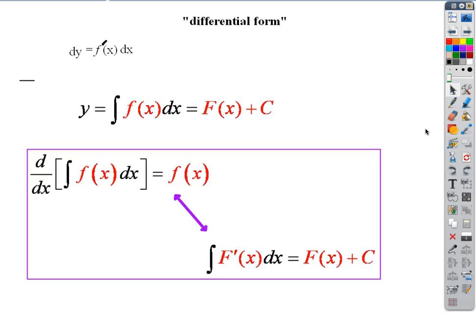I want you to think about what an antiderivative does. It undoes a derivative. So if I were to anti-differentiate both sides, and our symbol for that, remember, is this symbol, the integration sign. Yes, that's the one.